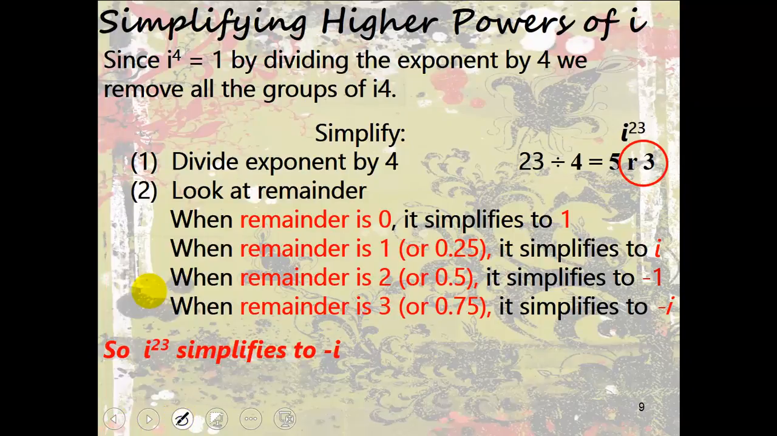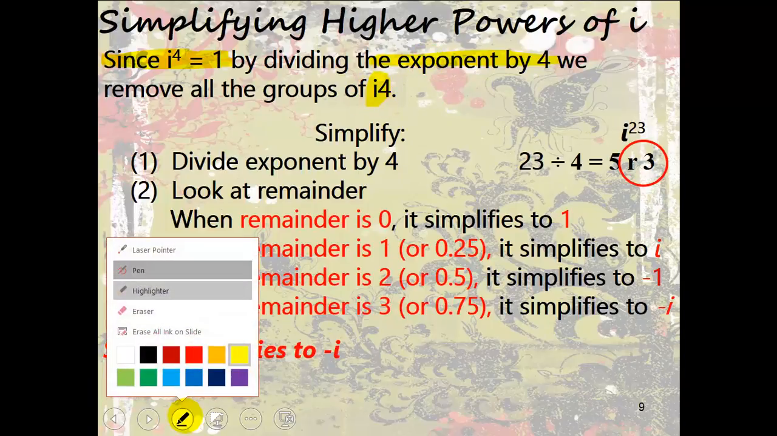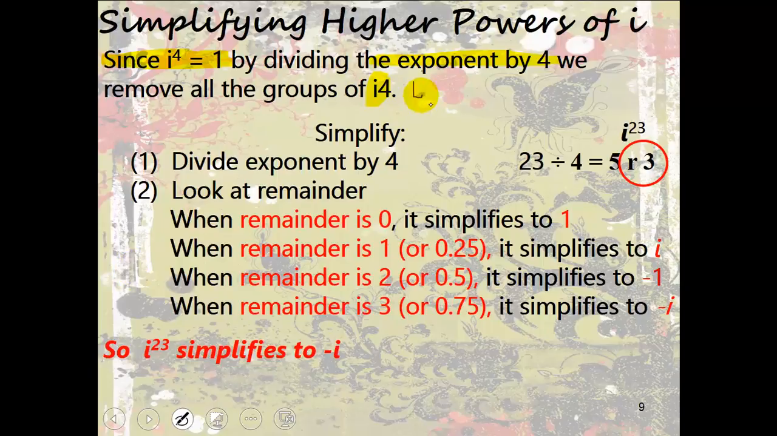And because of that, if we were to take the exponent and divide by 4, we in essence would be removing all of the groups of, let's rewrite this in a proper form, i to the fourth. Okay? So every group of i to the fourth is 1, and because 1 times anything just is that thing, 1 times 1 times 1 times 1 times 1 is 1, right?